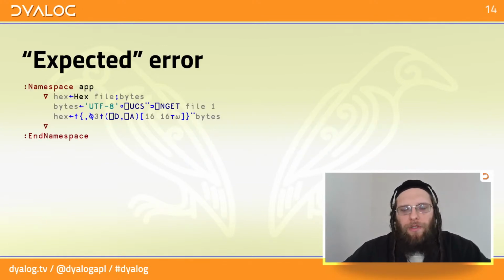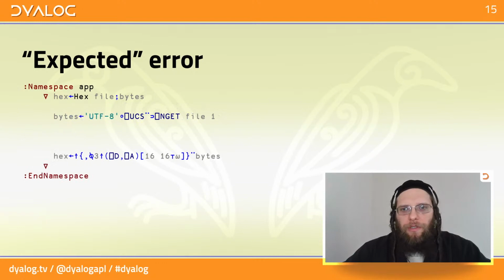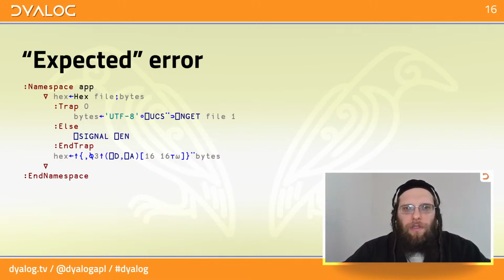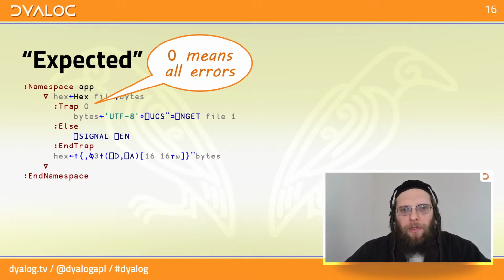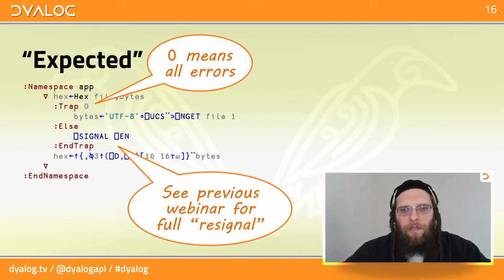How can we handle that using error trapping? Well, let's make some space for additional code. And then we add the colon trap control structure as we've seen before. And in the else clause here, we are doing a tiny resignal. So trap 0, as we learned in previous webinars, is trapping all the errors. And quad signal quad en is the poor man's resignal. It just takes the basic error type and throws another error up the stack using that. We can do that way more sophisticatedly, but that was the previous webinar. I won't clutter our code with that for now.